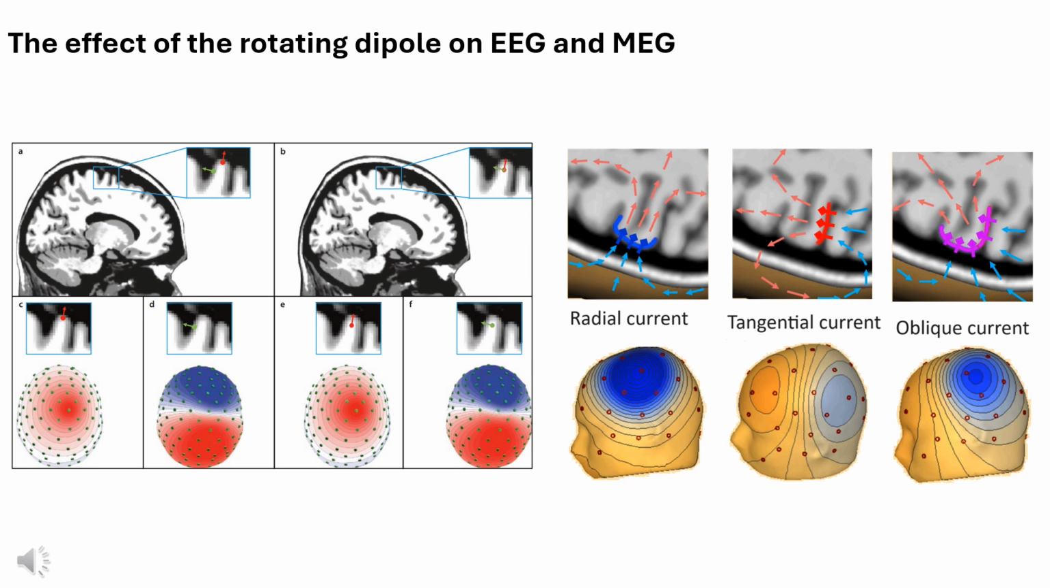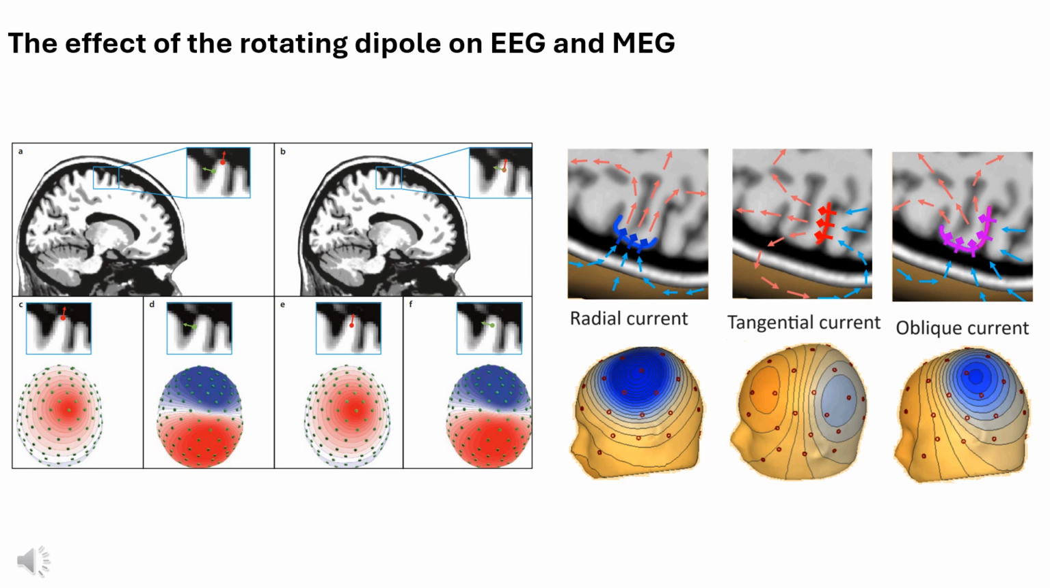A subset of return current loops is depicted by arrows in light red to illustrate where they create positive and light blue where they create negative voltages. As shown in the figure, depending on the net orientation of the cortical patch, the zone of maximal inflow from scalp into depth shifts from above the patch in radial, to more posterior in tangential and fully posterior in oblique.